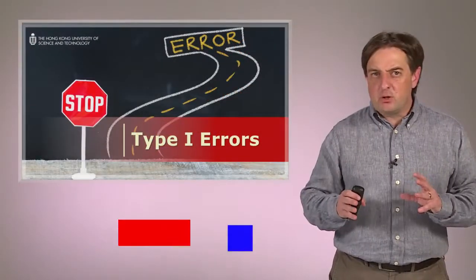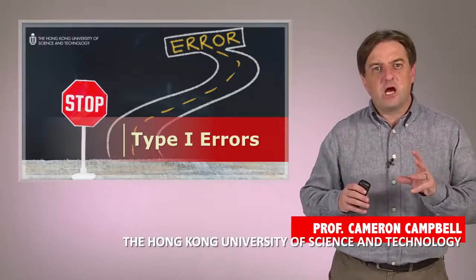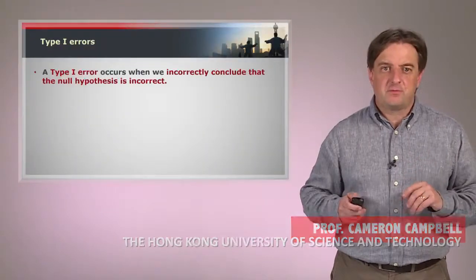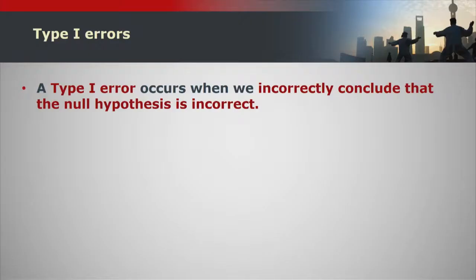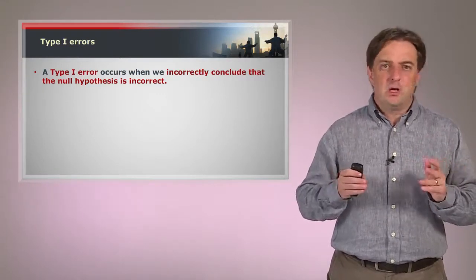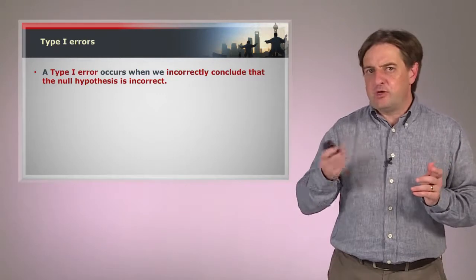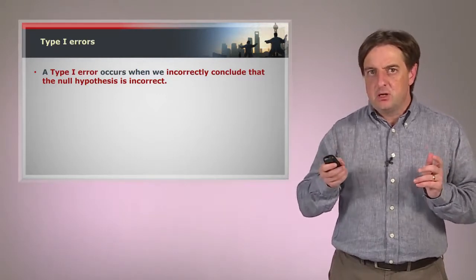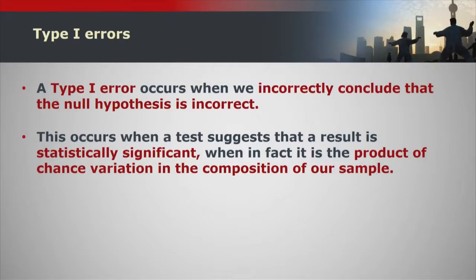Hi, in this module I'm going to talk about the phenomenon of type 1 errors or false positives. A type 1 error occurs when we incorrectly conclude that a null hypothesis is incorrect. That is, we incorrectly reject the null hypothesis or conclude that a relationship or a difference exists when there is none. This occurs when a test suggests that a result is statistically significant when in fact it's the product of chance variation in the composition of our sample.